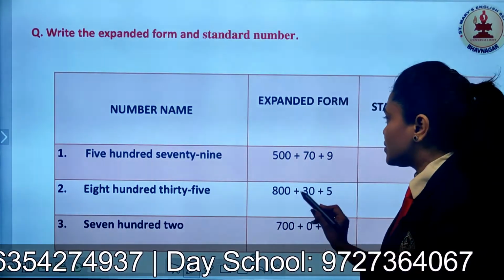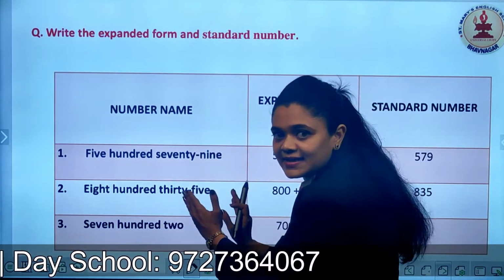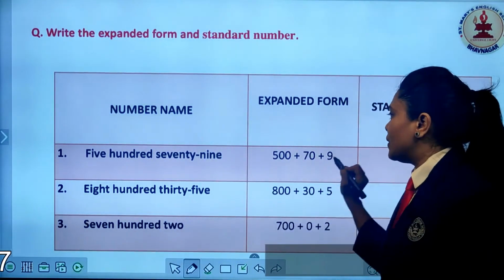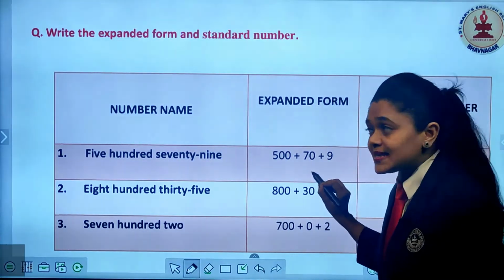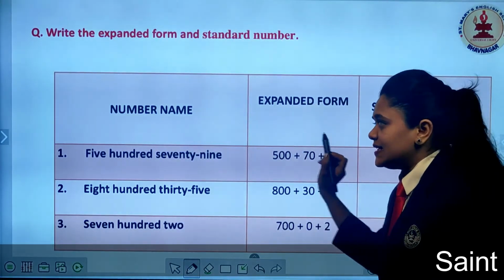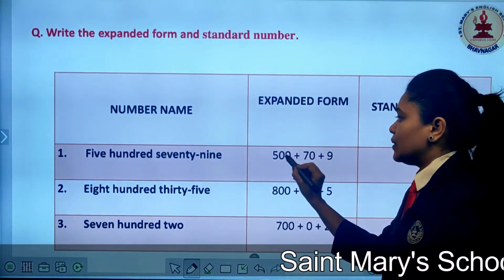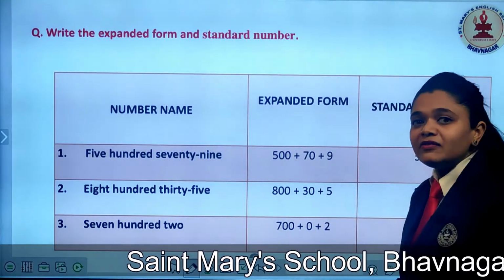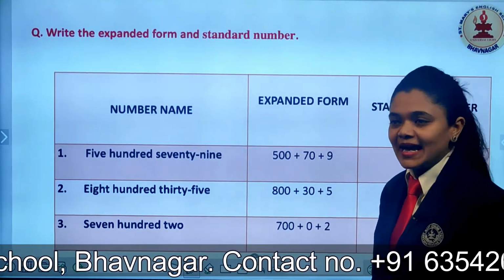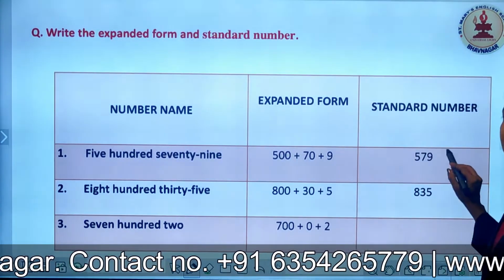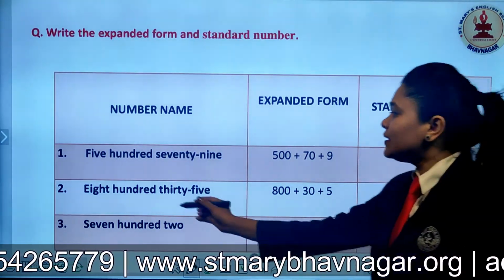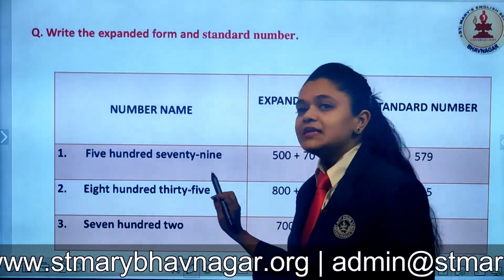So the first one, 579. Now just look, children, you will start from the right hand side, at the back side of the number. So the first number is 9, then you will put a plus sign. Then 70. Then you have 500, that you will write 500. So your expanded form will be 500 plus 70 plus 9. So your standard number will be 579. Understood everyone? Very good.